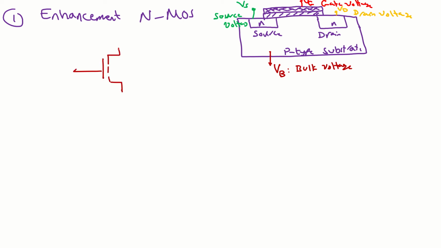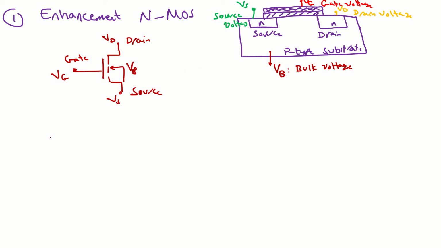It has how many terminals? This is the gate, so here you have VG. This is the drain, so you can say this is VD, and here we have what? The source, and you can say this is VS. And we have one more voltage here, VB, and VB again is the bulk voltage, and it should be grounded.